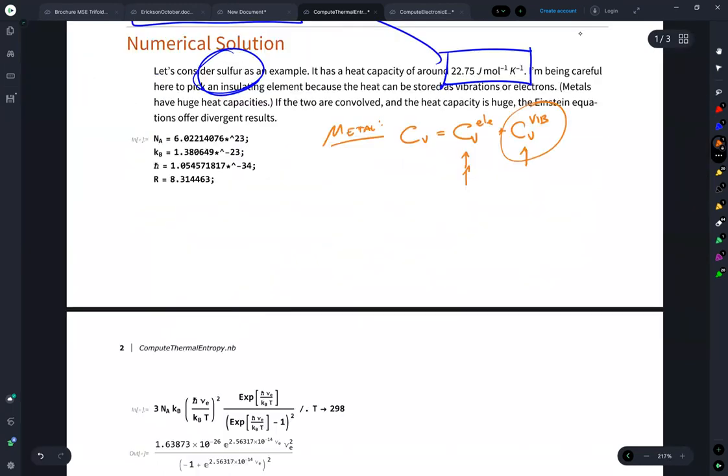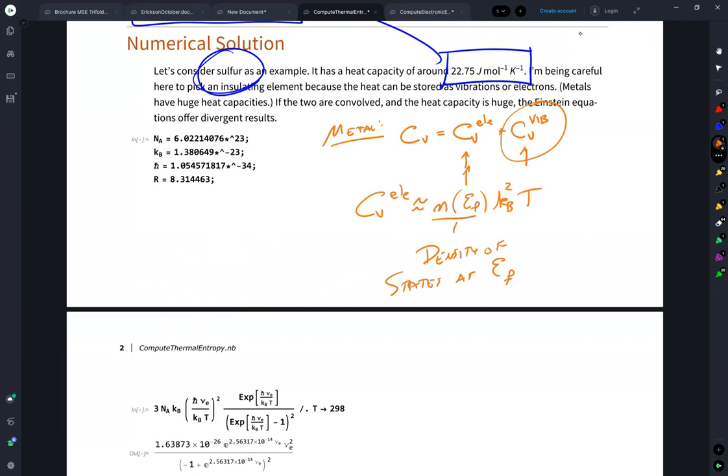But for those of you that are interested, in most solid state textbooks, you can find a derivation for the electronic heat capacity. Within a rough approximation, it's going to be proportional to the density of states at the Fermi energy, k_B squared T. I consider that kind of beyond the scope of what I wanted to show in this example, but certainly it's something you could experiment with.